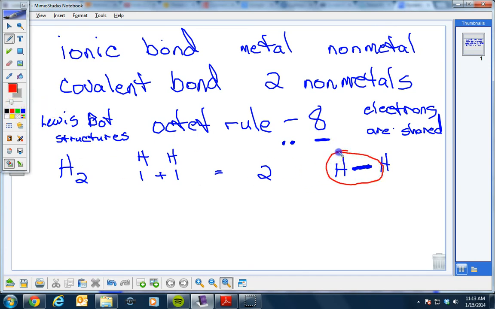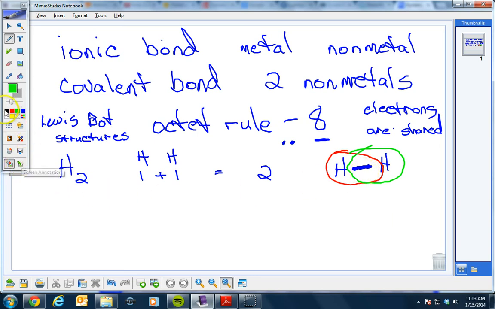That hydrogen now has 2 around it, and because of sharing, this hydrogen has 2 around it. Those 2 electrons are shared. That hydrogen now has 2, that hydrogen has 2. That's not the octet rule. Well, here's the first exception to the octet rule. Hydrogen, because its outer energy level can only hold 2, because it's a small atom, it only needs 2.